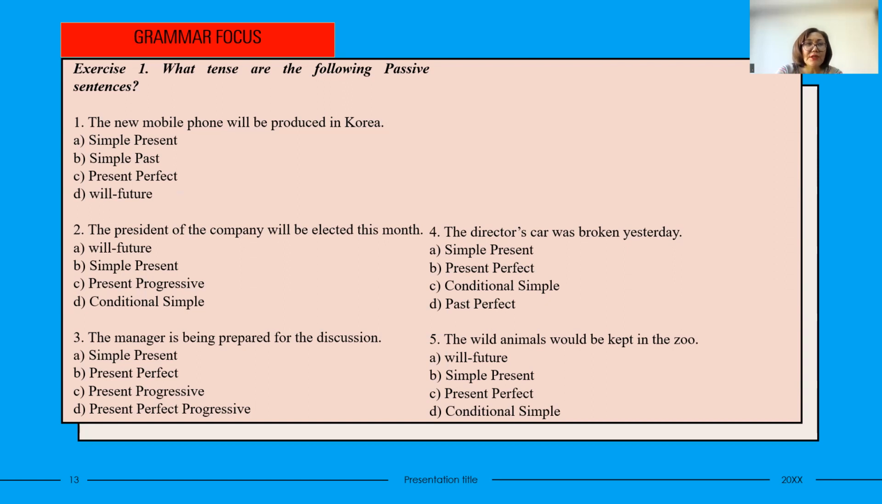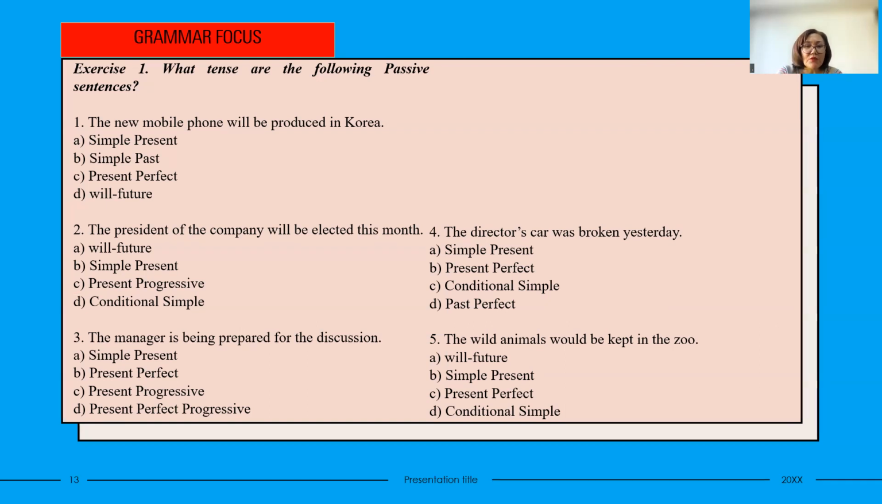Of course, as you can guess from the structure of the sentences, there is the auxiliary verb will that shows the future time. The manager is being prepared for the discussion, is being prepared. So simple present, perfect, present progressive, present perfect progressive. Which one? Yes, it is progressive. You're right.